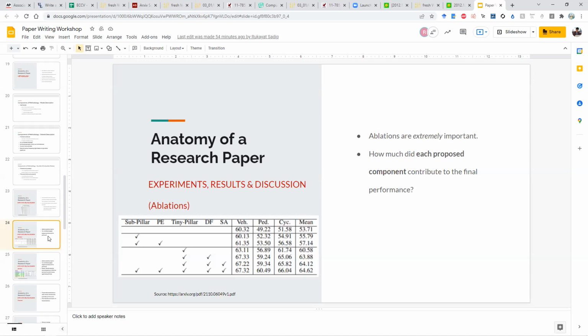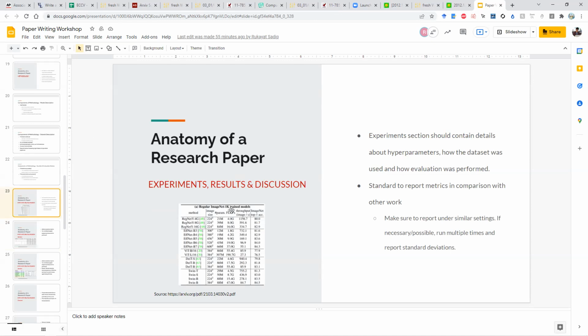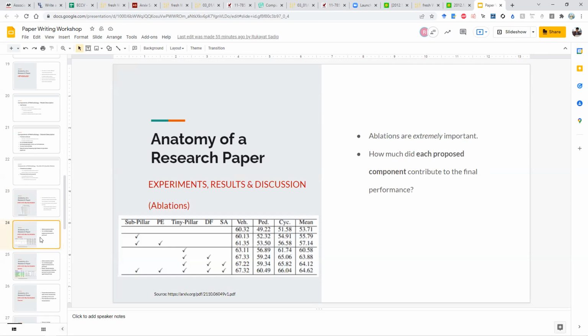Another key component, and I think one of the most important parts of the paper, is the ablations. When I read a paper and I'm not necessarily too familiar with the work and the state of the art, I don't really focus on your comparisons with other works. I want to know whether what you propose is actually useful and brings performance gains. And that's what the ablation studies are for.